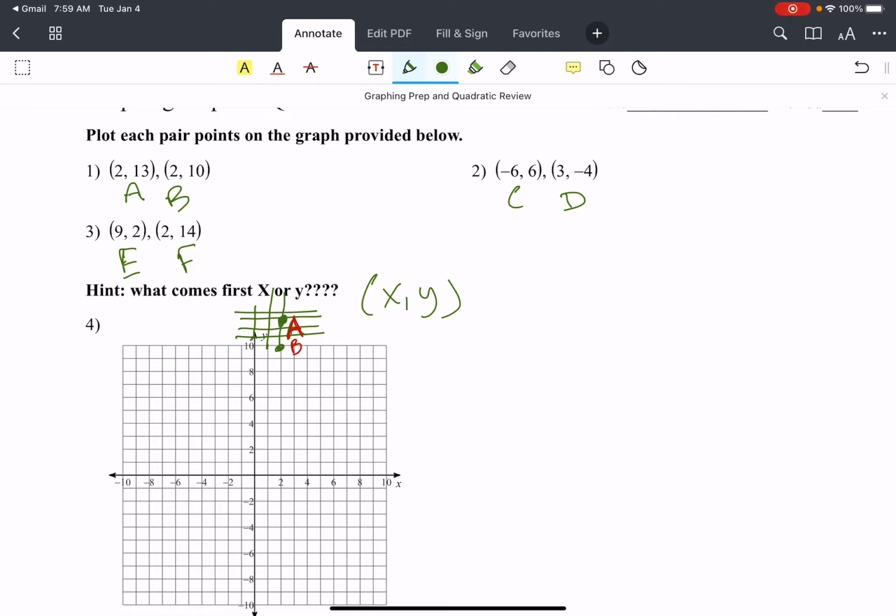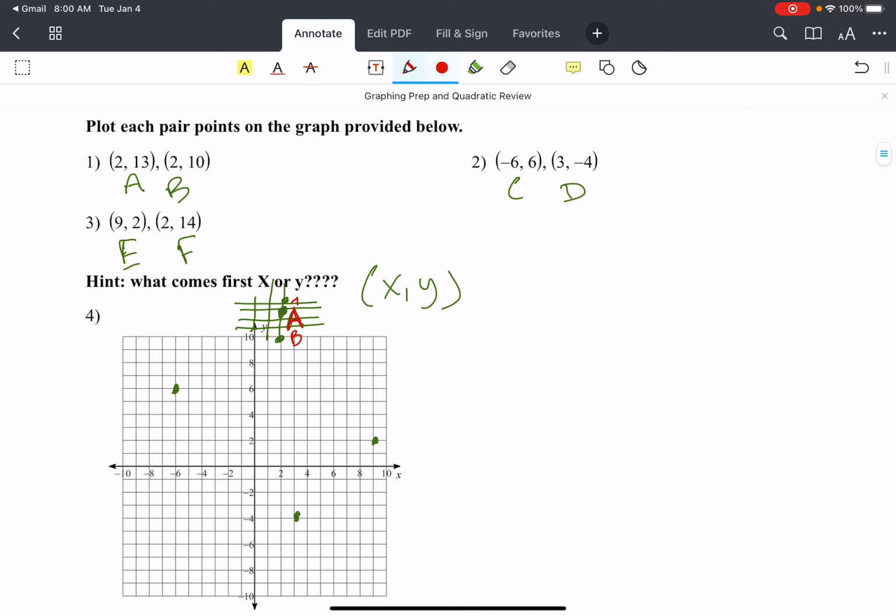Okay, well, let me get mine plotted and we're going to review slope. Okay, so slope. Anybody remember what slope is? What that word means? Anyone?